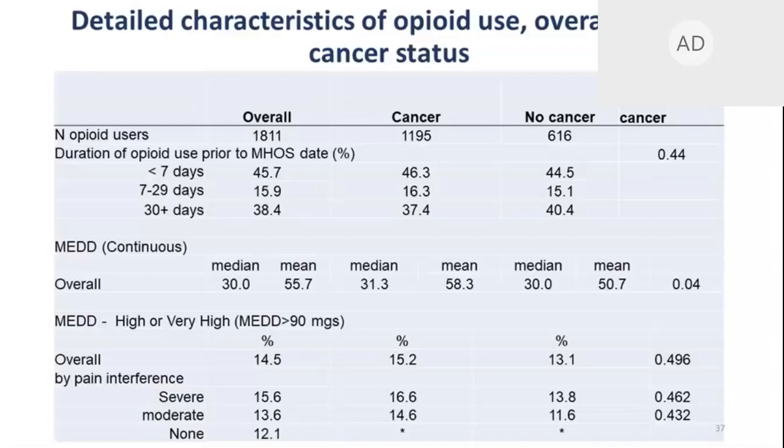For the MEDD, we have fairly similar medians across groups, but the mean for individuals with cancer was 58.3 milligrams compared to those without cancer, 50.7, and that is a significant difference. We also looked briefly at whether there was a high or very high MEDD, above 90 milligrams. And we found that overall almost 15% had that very high dose, but that there were no differences between individuals with and without cancer.